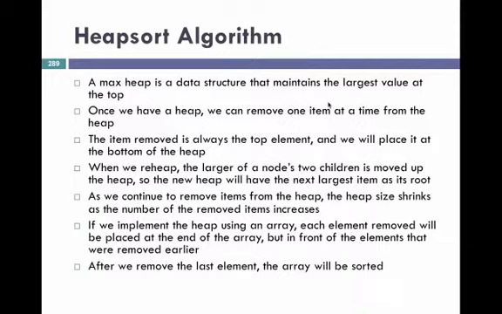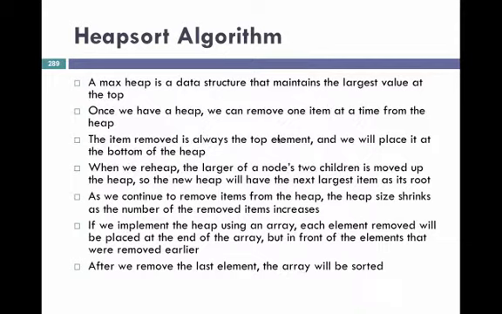Now remember, a max heap is a data structure that maintains the largest value at the top. So once we have a heap, we can remove one item at a time from the heap. The item removed is always the top element, and we'll place it at the bottom of the heap. And then when we reheap, the larger of a node's two children is moved up the heap, so the new heap will have the next largest item as its root.